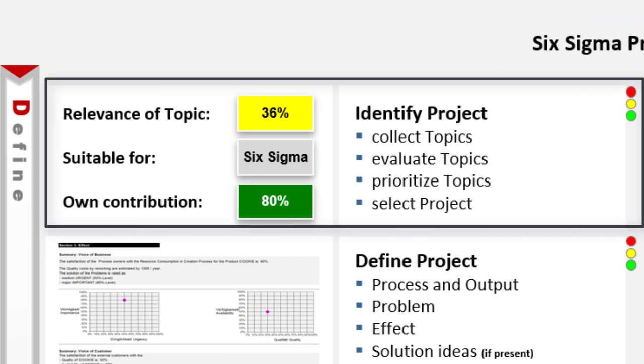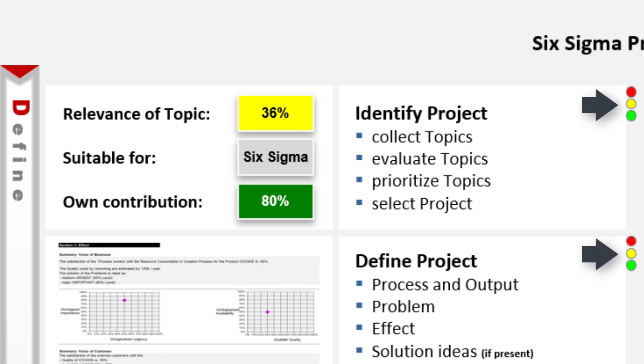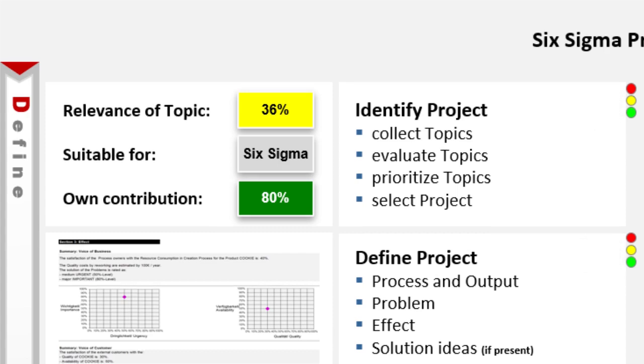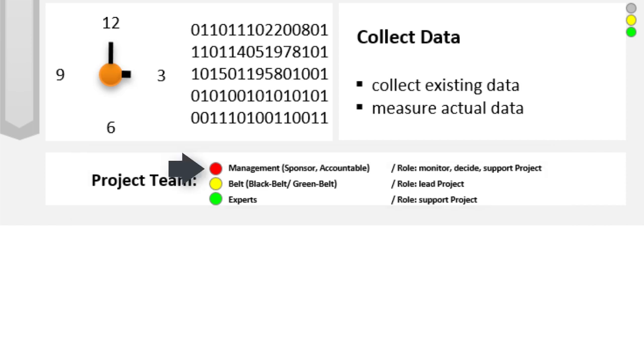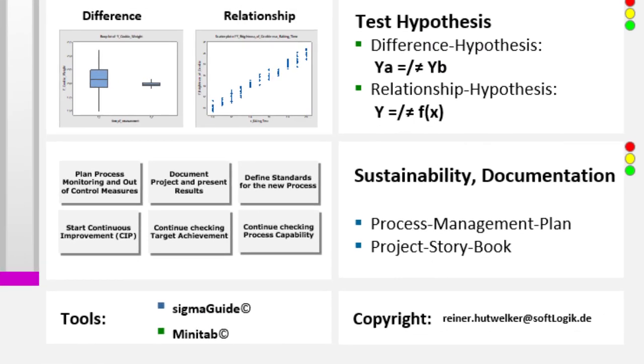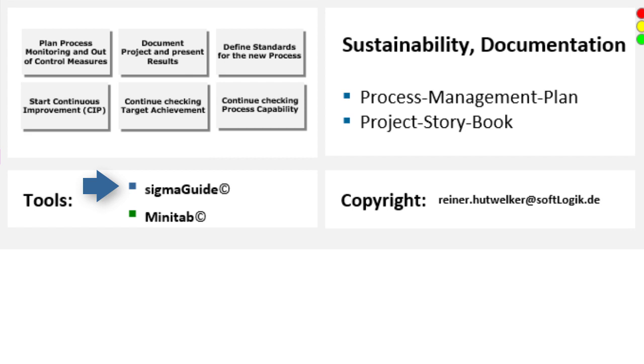All blocks in the columns correspond to just one tool. On the right side of each tool, you find traffic lights showing you who should participate in this tool. The legend on the bottom of the guideline assigns the different colors: red for the management, yellow for the green or black belt, and green for the team. The bullets in the explanations of each tool show you whether the Sigma guide or a statistical program, for example Minitab, supports the execution of the corresponding DMAIC tool.